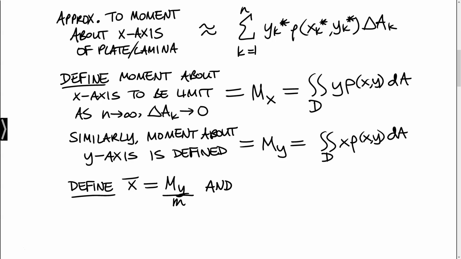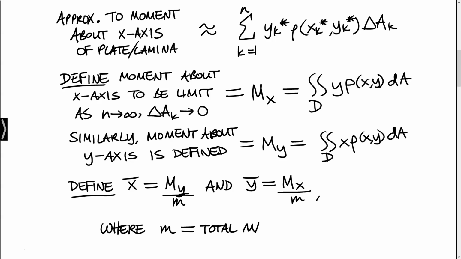And the y coordinate of the center of mass is going to be the moment around the x-axis divided by little m, where little m is the total mass, which is just what we did in the last video. So the little m is the total mass, which is just the double integral over D of the density function.